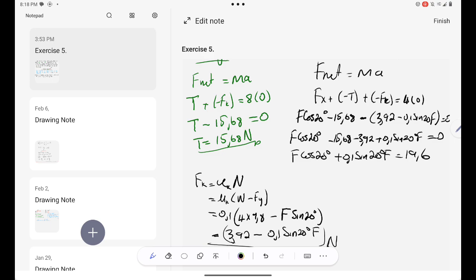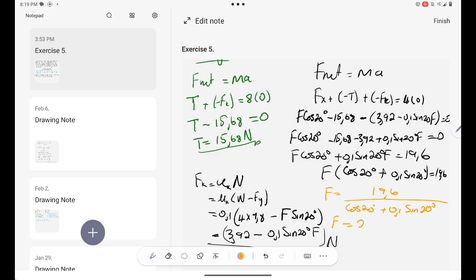Are we together? And then I can take out a common factor here, which is F. I'll simply have F times cos 20 degrees plus 0.1 sine 20 is equal to 19.6. So for me to calculate the magnitude of force F, I need to say 19.6 all over cos 20 degrees plus 0.1 sine 20 degrees. This will give me the magnitude of F. 19.6 divided by cos 20 plus 0.1 sine 20. This will give me 20.13 newtons. So the magnitude of force F, guys, is just equal to 20.13 newtons.